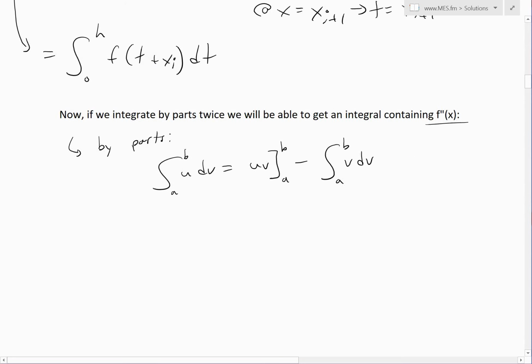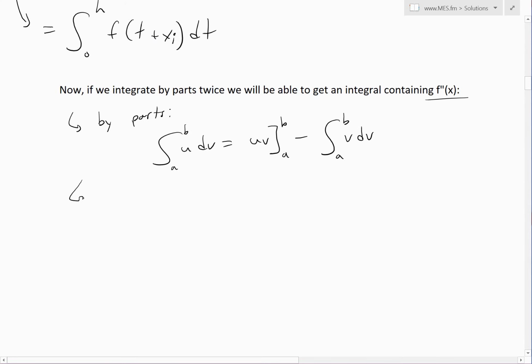So that's the integration by parts, just a quick recap. In this case, what we're going to do is let u equal f(t + xi), and the reason for this is because the derivative is just f'(t + xi). Because we have this derivative and we do it twice, we're going to have a second derivative. The next part is we let dv equal dt.